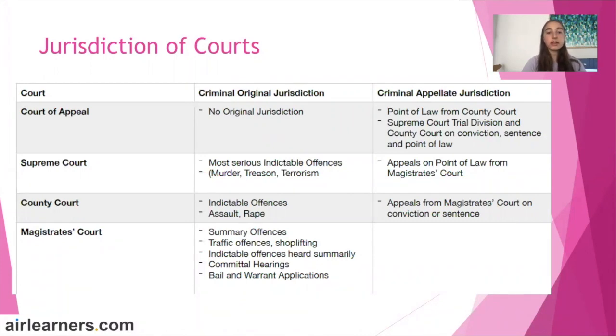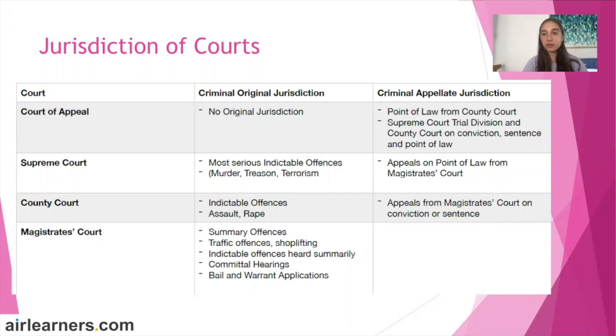The County Court hears indictable offences which are less serious, such as assaults, some drug cases, some rape cases, and it hears appeals on sentence and conviction from the Magistrates Court. This is where someone is appealing the fact that they've been found guilty or the length of the term of their imprisonment. The Magistrates Court only has an original jurisdiction.